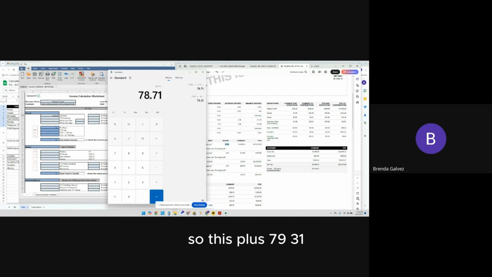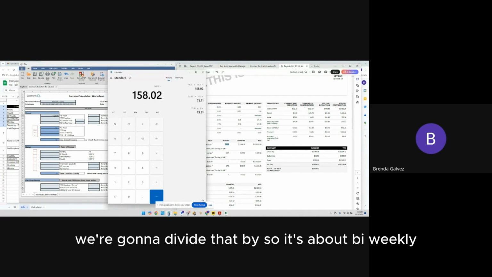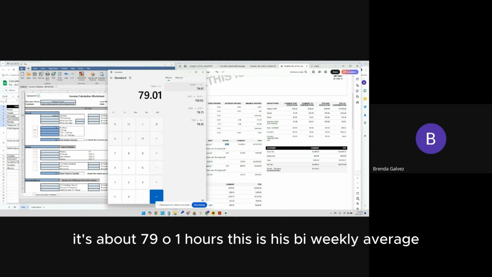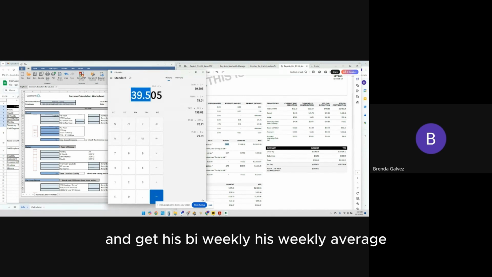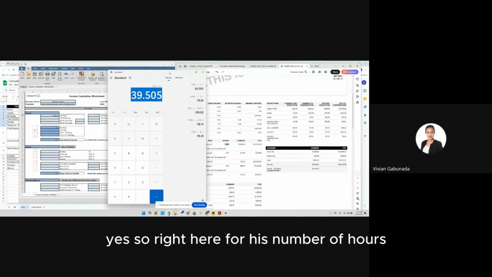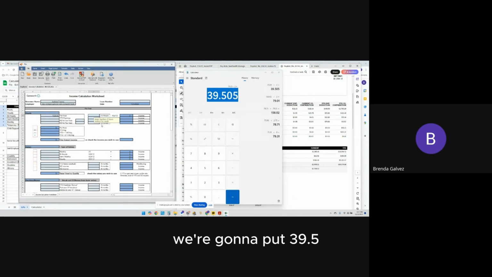So this plus 79.31, we're going to divide that by 2, so it's about bi-weekly, about 79.01 hours. This is his bi-weekly average. So we're going to divide that by 2 and get his weekly average. Do you see how I got that? Yes. So right here for his number of hours, we're going to put 39.51.